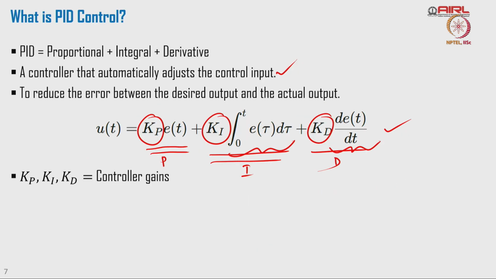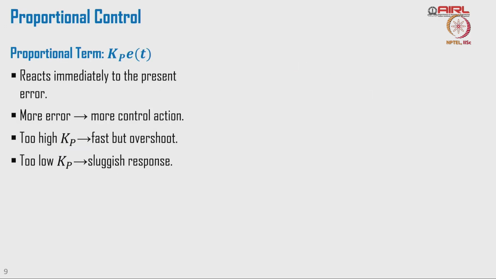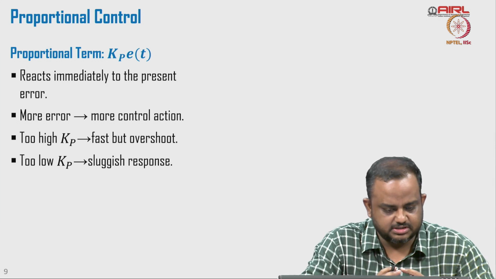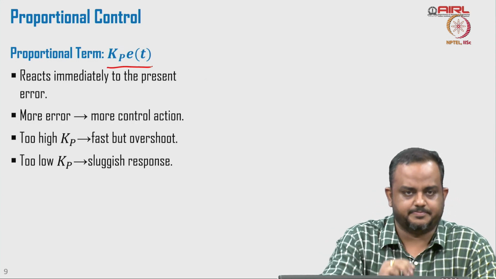It generates u(t). What is that? It is the control input. Where does it go? It goes to the actuator of the drone. So this particular signal is u(t), which is the sum of Kp times e(t) plus this term plus this term. Now we will try to see all these components separately. The first one is proportional control, and how it contributes to the controller. It contributes by this term.